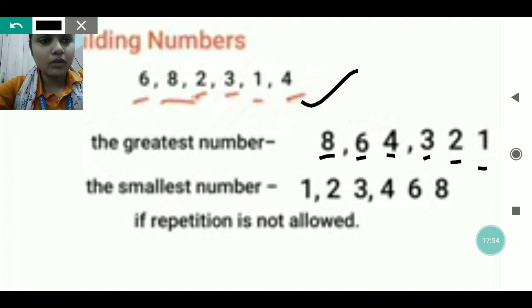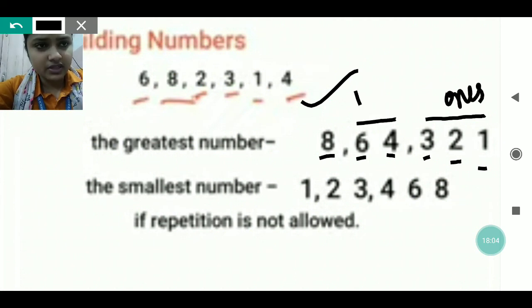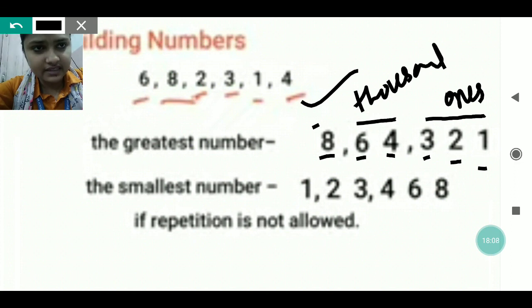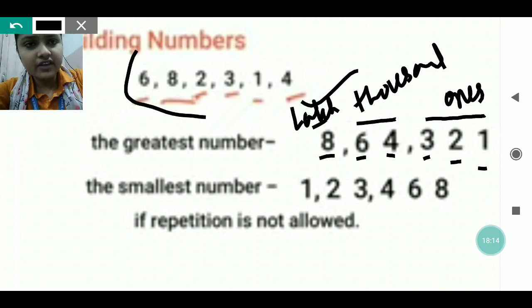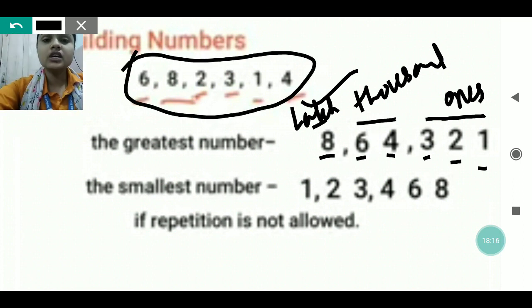You can see the commas are put according to the place value chart. In the place value chart, we have learned that ones, tens, and hundreds used to come in the ones period. This used to come in the thousand period, and this is the lakh period. So accordingly, the comma is put. After every number, the comma is not there. Here, after every number, the comma is there because all the numbers are separated.